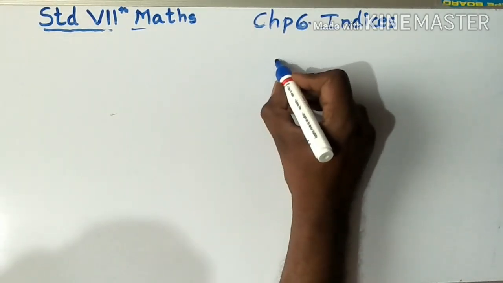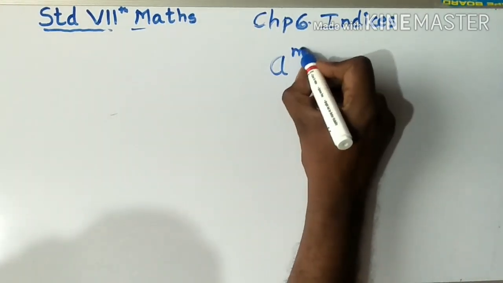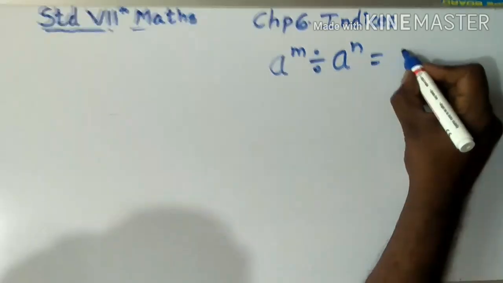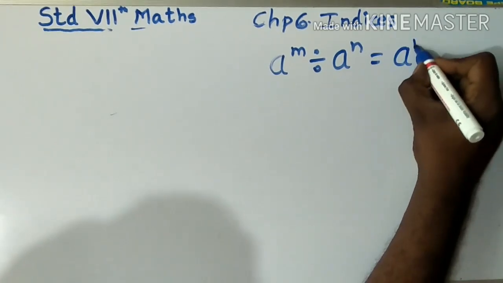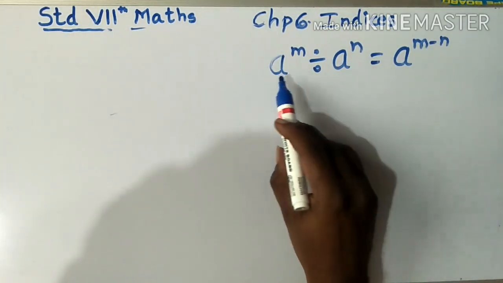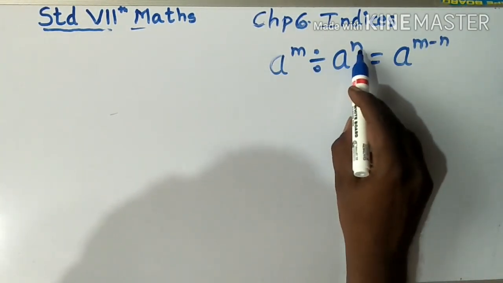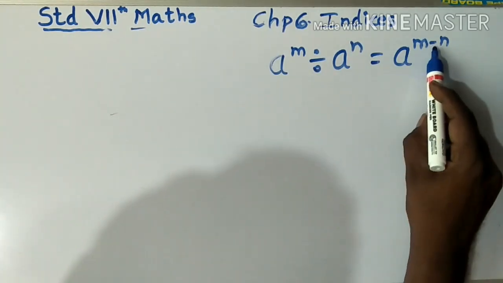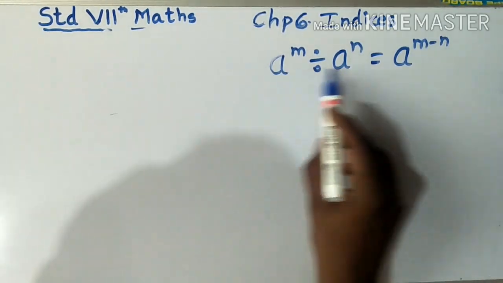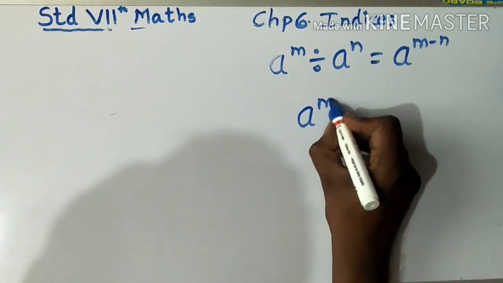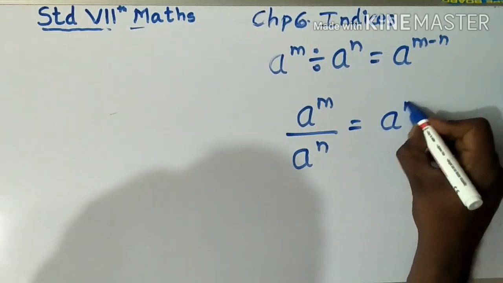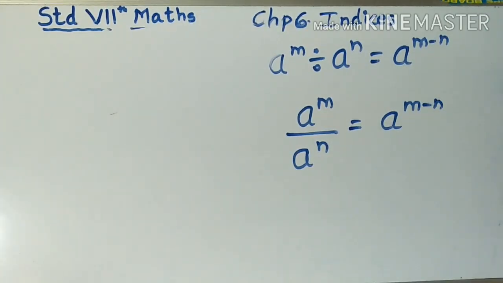The next formula is a raised to m divided by a raised to n, that is equal to a raised to m minus n. In the previous section, I wrote a raised to m multiplied by a raised to n. When multiplication is there, it is a positive sign. When division is there, it is a negative sign. You can also write this as a raised to m upon a raised to n, equal to a raised to m minus n. This is also a possible way.